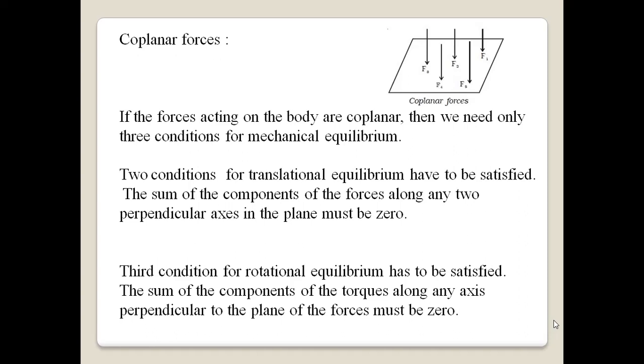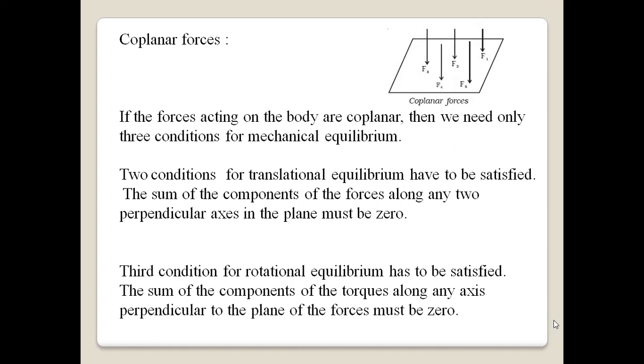Now suppose the forces acting on a rigid body are coplanar. What are coplanar forces? Coplanar forces are forces which act on a body only in one plane. And what is a plane? It has two axes, two coordinates, maybe xy plane or yz plane or xz plane. So there will be only two coordinates. Therefore, conditions for translational equilibrium will have only two conditions. The sum of the components of the forces along any two perpendicular axes in the plane must be 0. So for coplanar forces acting on a rigid body, the sum of the components of the forces along any two perpendicular axes in the plane must be 0.